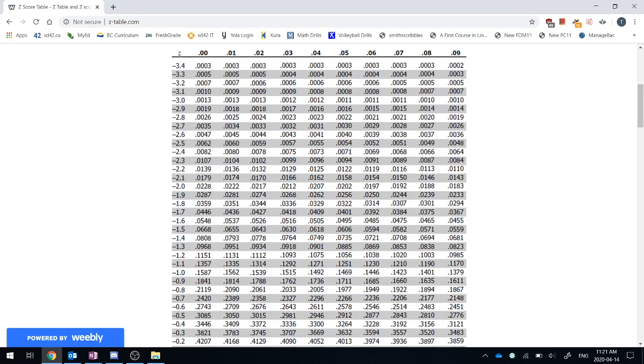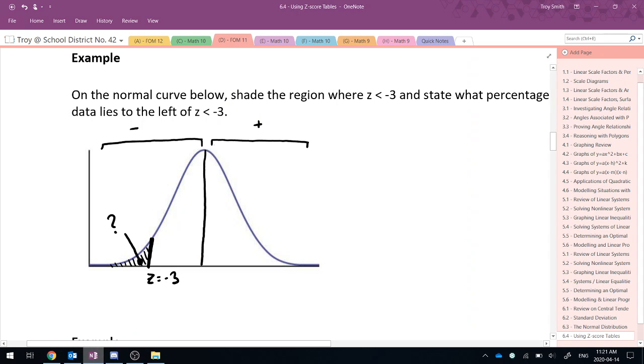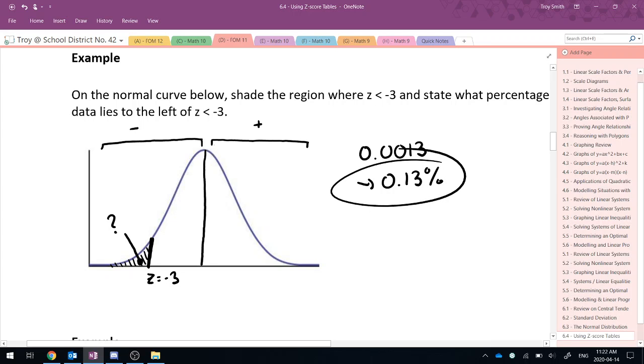So they intersect right there, and as you can see, we get a value of 0.0013. And as a percent, that gives us 0.13%. Okay, and that's in agreement with what we saw from the previous lesson. So we know the area under that curve is 0.13%. That's the answer to this question.